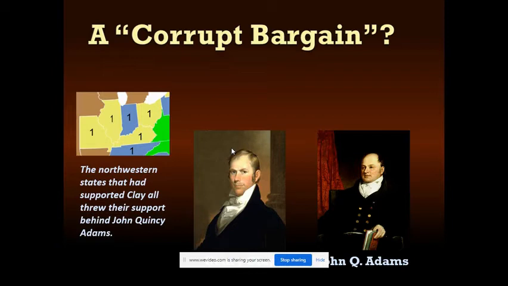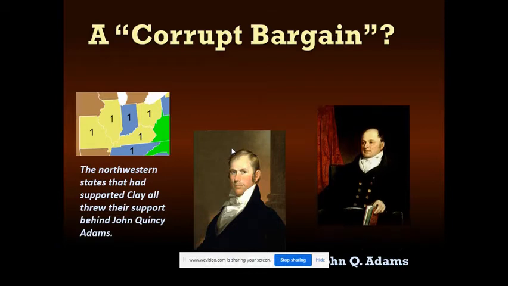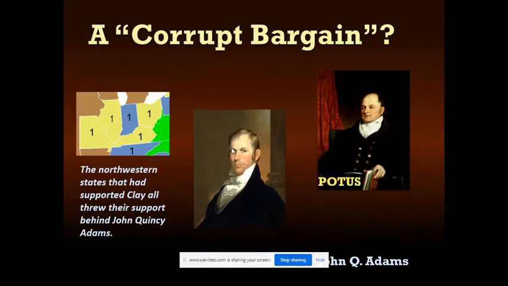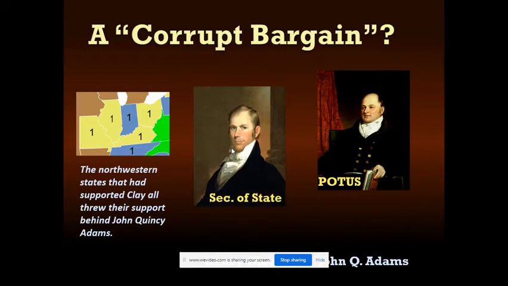The Northwestern states that had supported Clay threw their support behind John Quincy Adams. And so John Quincy Adams becomes the POTUS and Henry Clay becomes the Secretary of State. There's the deal, guys. In this bargain, Henry Clay knew that he could sway Congress because he was a member of Congress, and he's very prominent there as well.